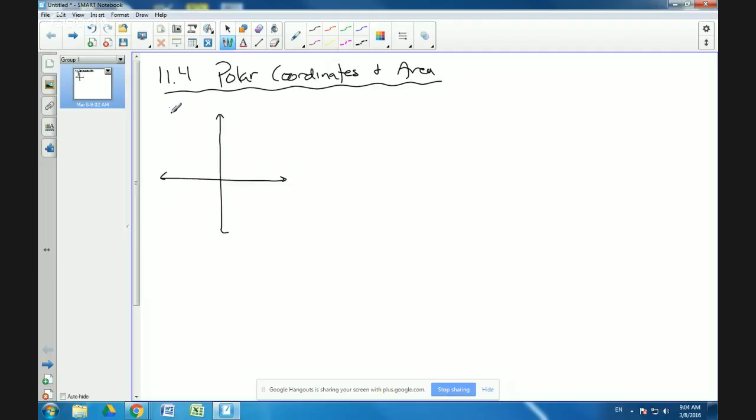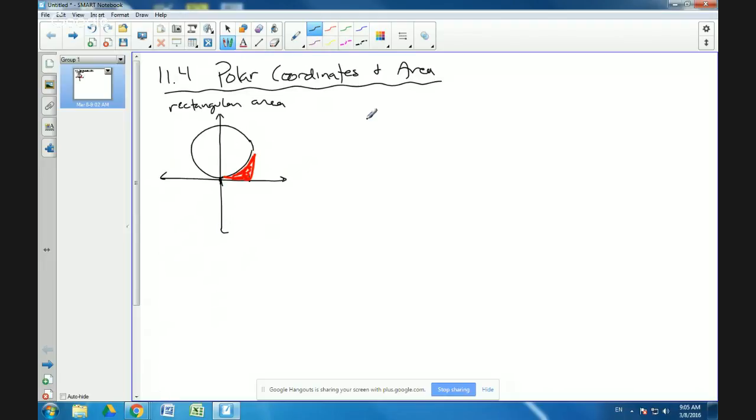So this would be rectangular. Let's say I gave you this circle and asked you to calculate the area from there to there. We would be calculating this area, correct? Between the curve and the x-axis in rectangular coordinates? Yes? Okay. Good.